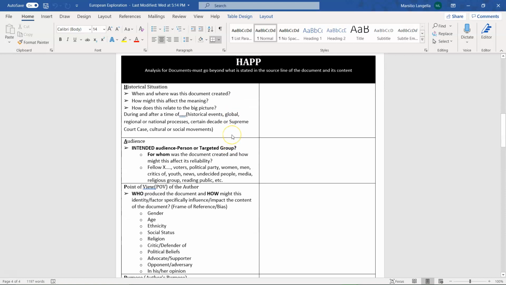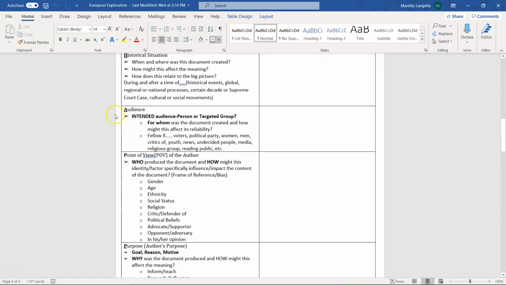Now, HAP analysis is really good to help you practice for the AP exam. HAP stands for H, which is historical situation. You have to give some background. When and where was this document written or created? How might this affect the meaning of it? And just really giving a lot of context. Then you have the A, the audience. What was the intended audience of this document? What was the targeted group? Who was this person writing this for?